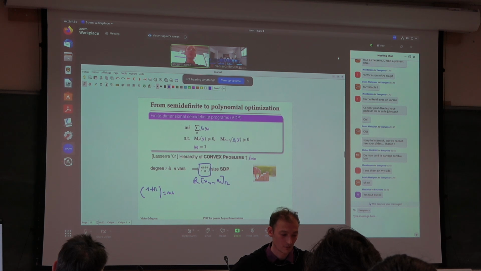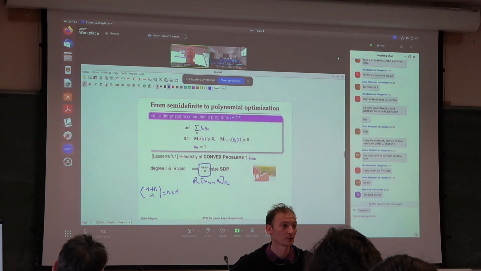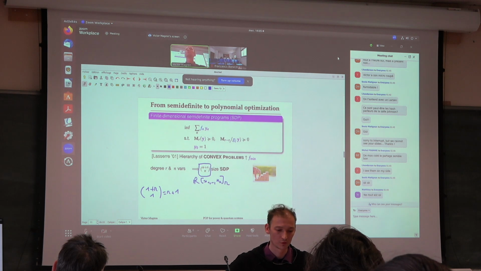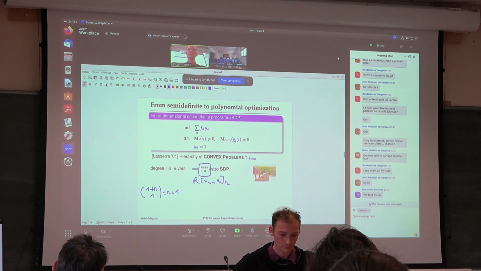One plus r, so it's r plus 1. So it's the dimension of degree r polynomials in one variable. Okay, and so you can generalize this to any dimension. So this number grows quite quickly.